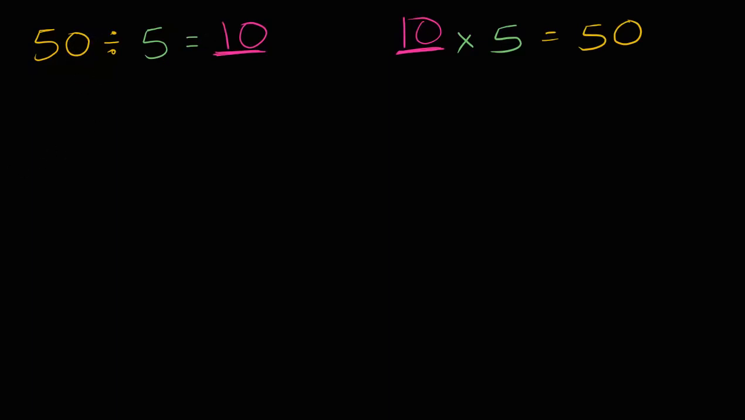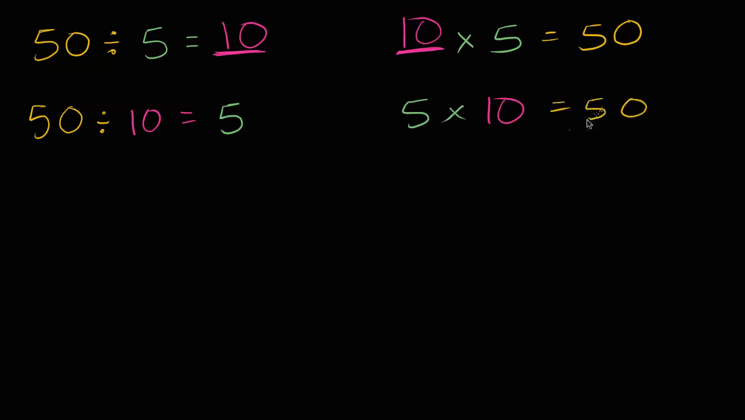And you could do it the other way around. What is 50 divided by 10 going to be? Well, that's going to be equal to 5. How do I know that? Well, 5 times 10 is equal to 50.